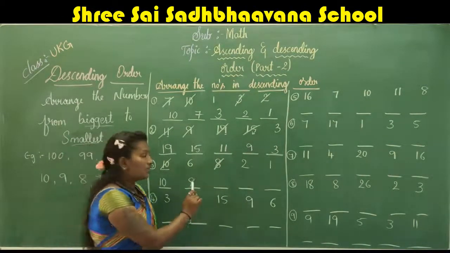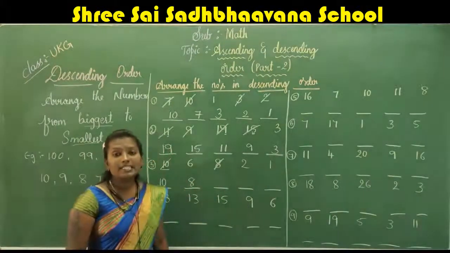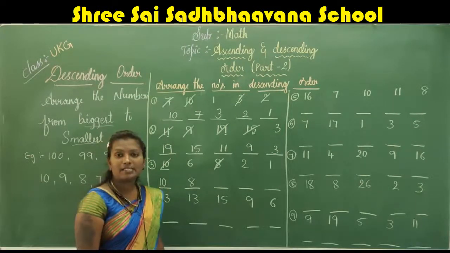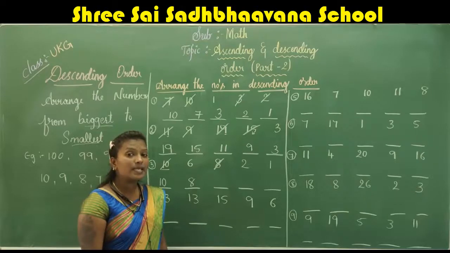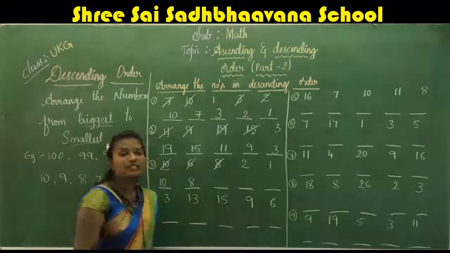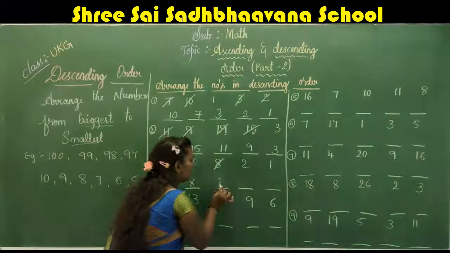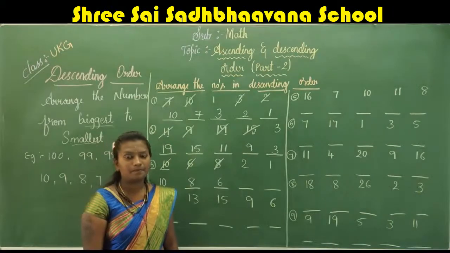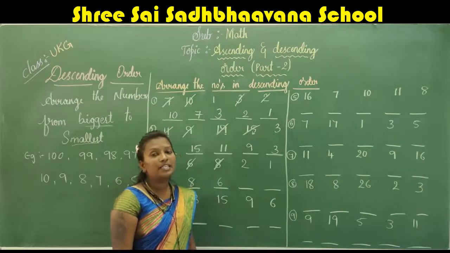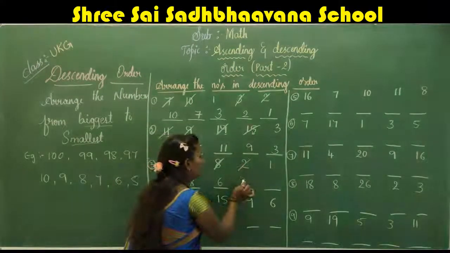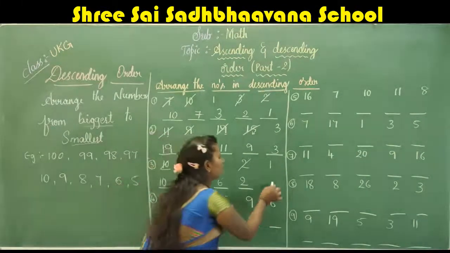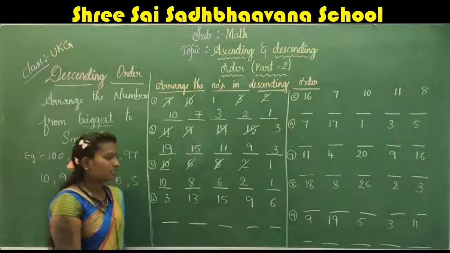Next, number 6, 2, 1. In these 3 numbers, which is the biggest number? Number 2 is the biggest number, children? No. Then which is the biggest number? Yes, number 6 is the biggest number. So we have to cancel number 6. That number 6 we have to write in the third place. Okay. Next, number 2 and 1. So 2 is bigger than number 1. So 2 is the biggest number. We have to write it in the fourth place. And 1 is the smallest number. We have to write it in the last.